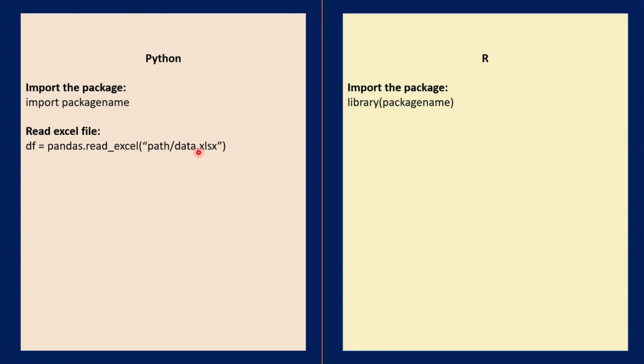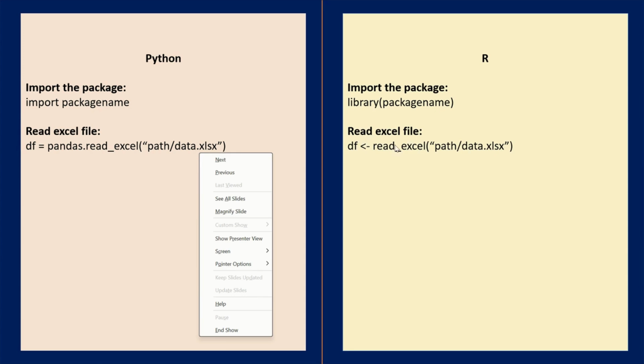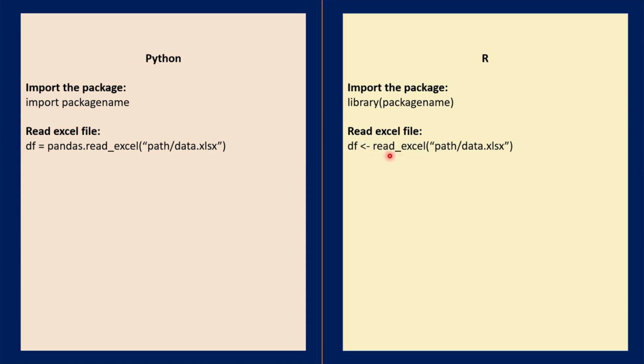Then how can we read it in R? We can use read_excel, and we give the path, the data and the extension. So you can see how we can read it. For Excel you can call the library called readxl. If you don't have it in your system, install it, then import the package and read the file. So let's go for another one.